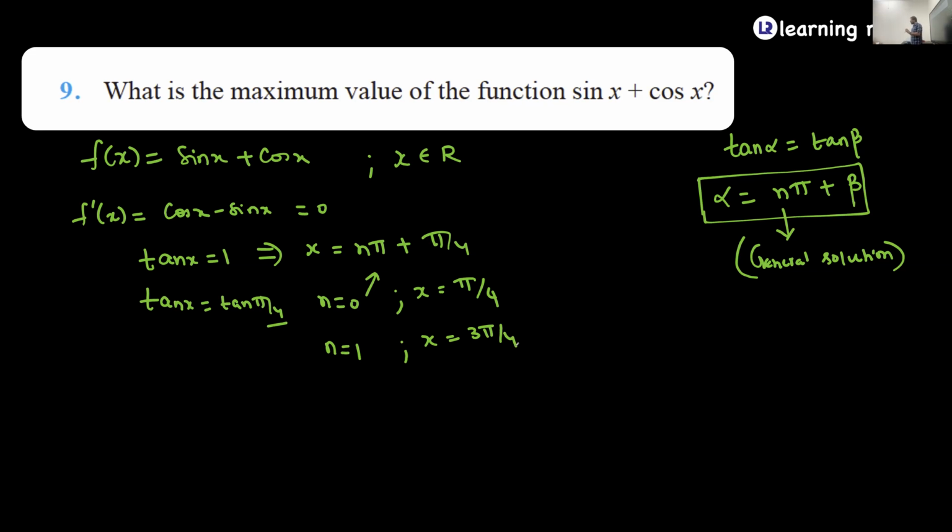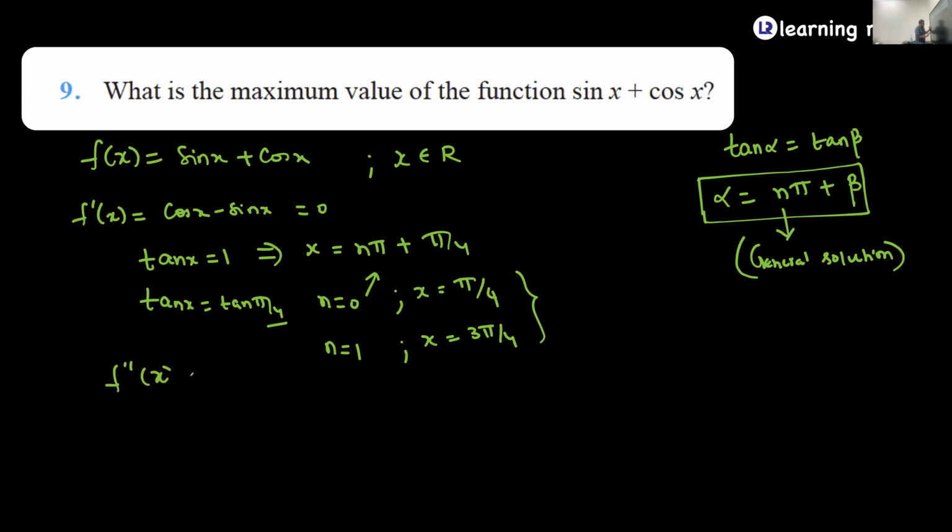So tan x is equal to 1, it is positive. It is going to be positive in the first and the third quadrant. So pi by 4 falls in the first quadrant, 3 pi by 4 falls in the third quadrant. So those are the two values that we found. These are the two critical points. Now our job is to find which point is going to give the maximum value and which is going to give the minimum value.